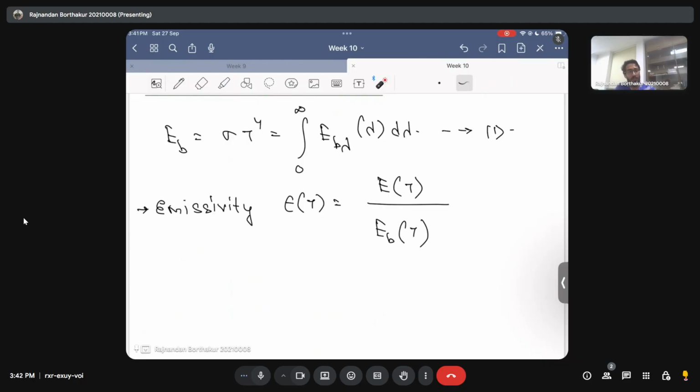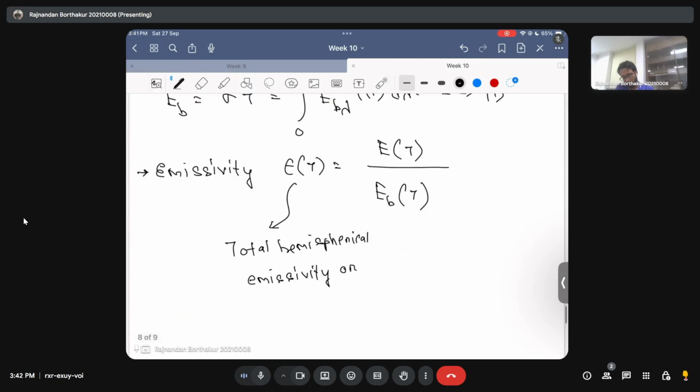And if you are considering these total quantities, this epsilon t is essentially known as the total hemispherical emissivity, or sometimes it is also called the total emissivity. So sometimes the hemispherical word is omitted, and you need to understand that if someone tells you it's a total emissivity, it equivalently means it's the total hemispherical emissivity.